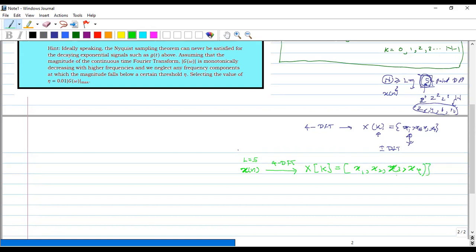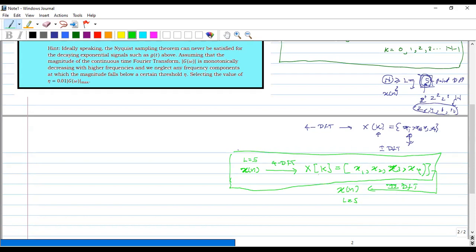So if you perform the IDFT again, we should have this x[n]. After the IDFT also we should have this x[n], with L equal to 5. So you can try this. We are going to perform this one, up to this one, and I think as an exercise you can try to find the IDFT of this X[k].